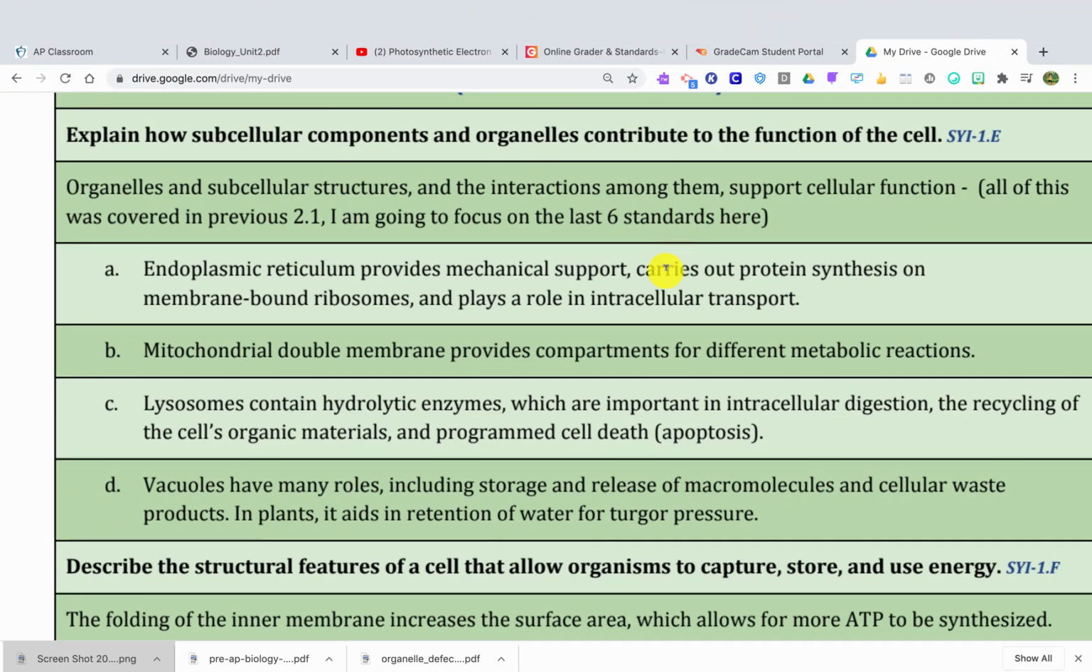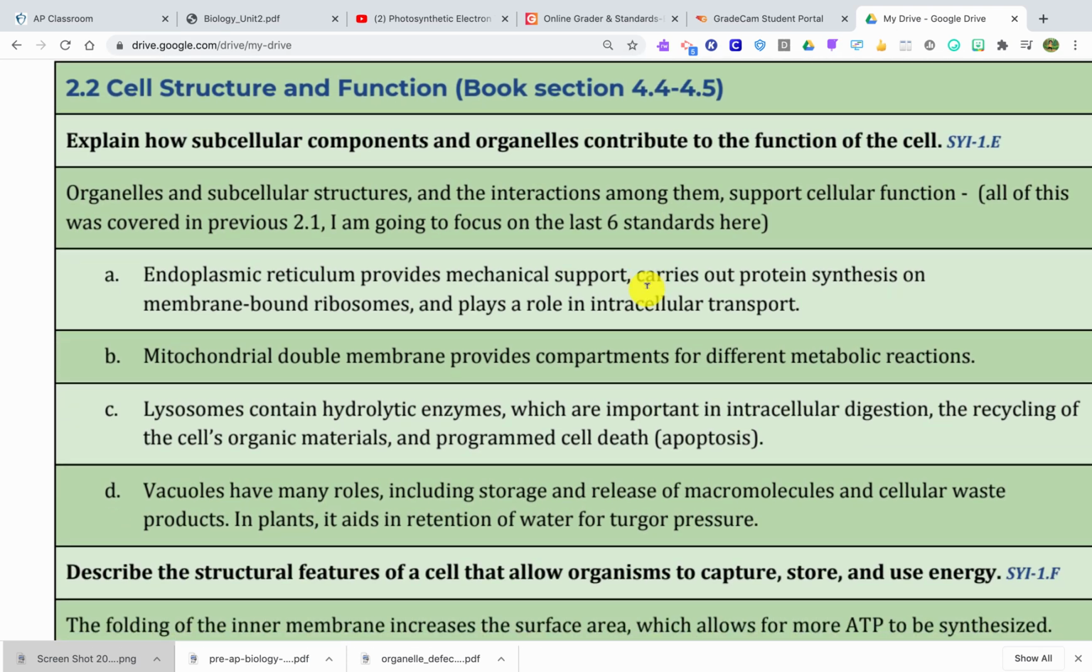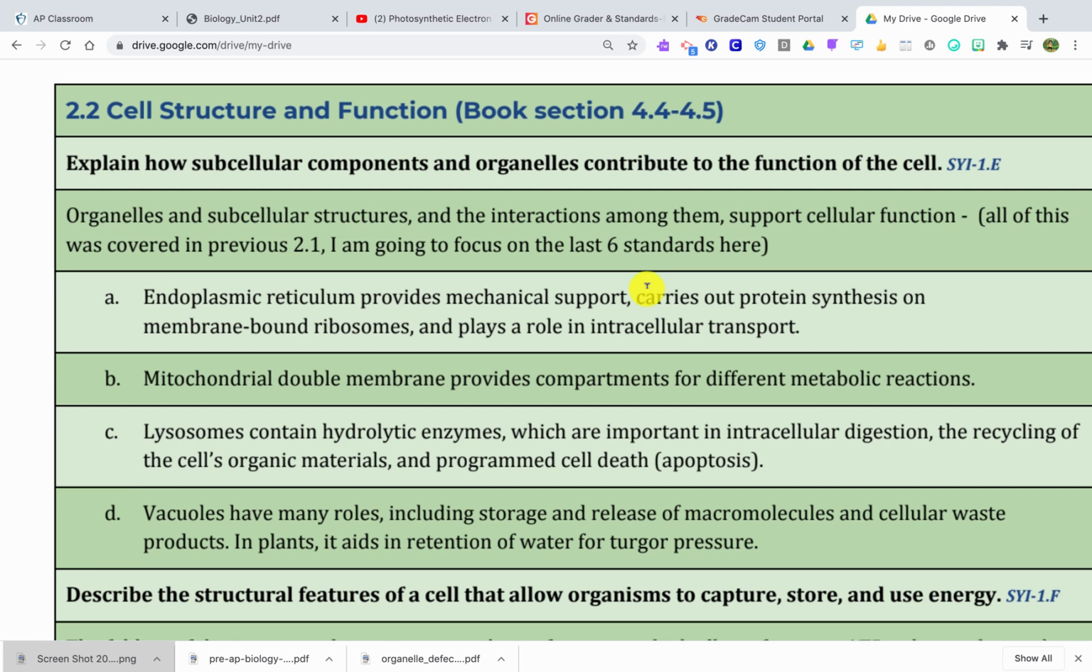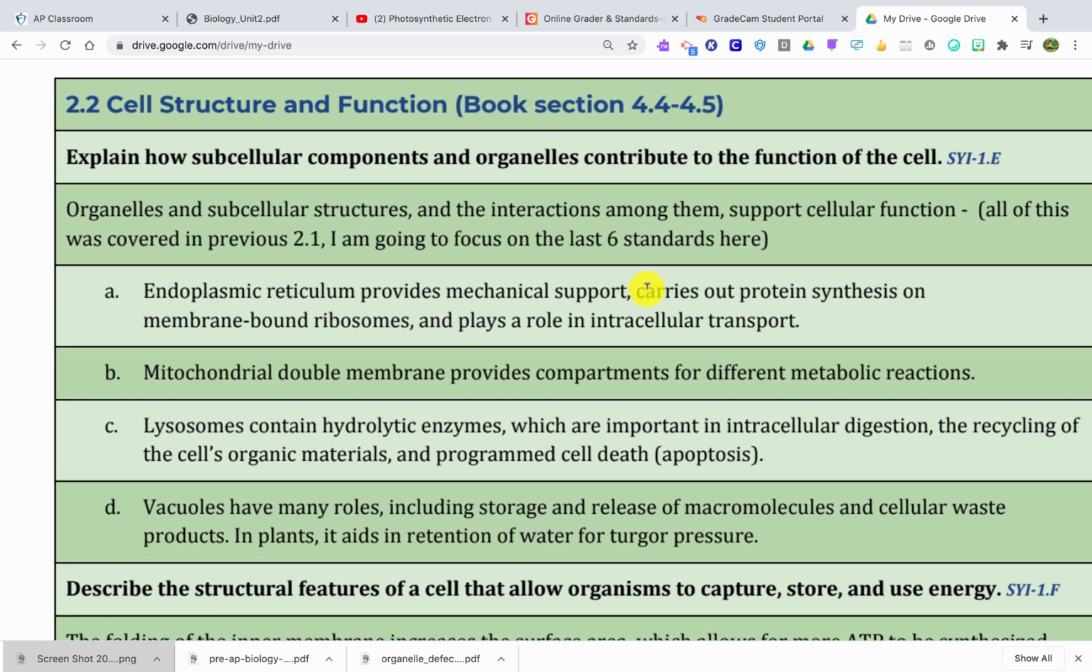Okay, I think that I covered the first few objectives of section 2.2 more extensively in the previous video than maybe I needed to. So I'm going to use this time to go through the last 6 standards that are going to focus more on energy capturing and harvesting and how energy is produced. And this is equivalent to book section 4.4 through 4.5.